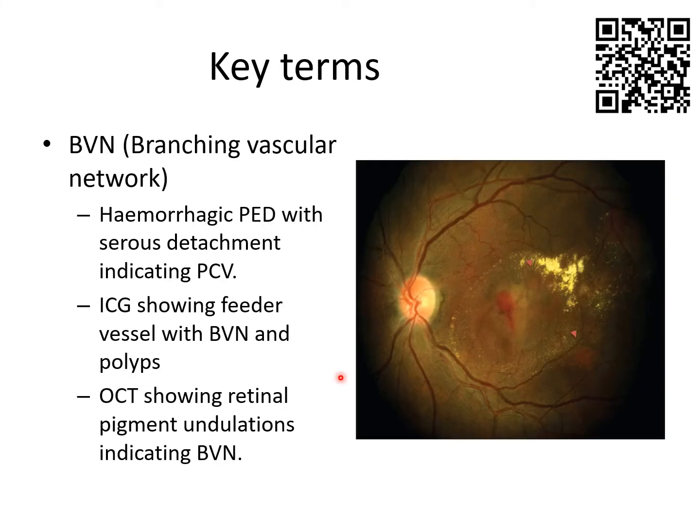Now there is an entity known as branching vascular network. Branching vascular networks are basically the blood vessels which are terminally ending as polyps, and they also can be visualized on ICG and OCT, and these will have a hemorrhagic PED with serous detachment, and this will indicate a PCV here. As you can see here, we have polyps in these areas, along with subretinal exudation in this area and a serous detachment of neurosensory retina involving this area.